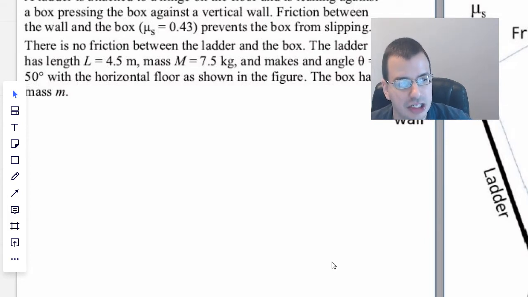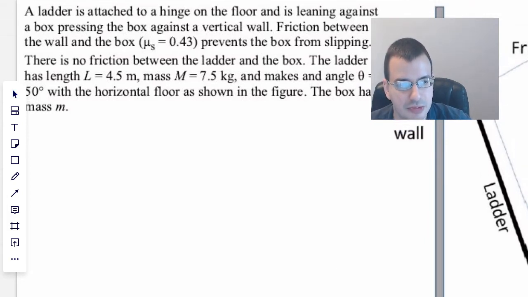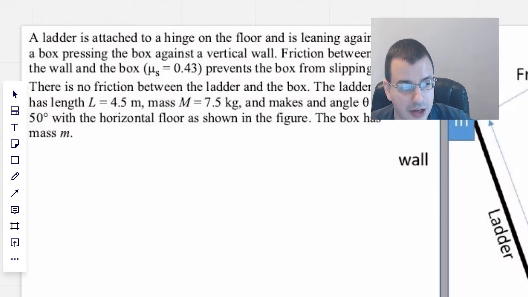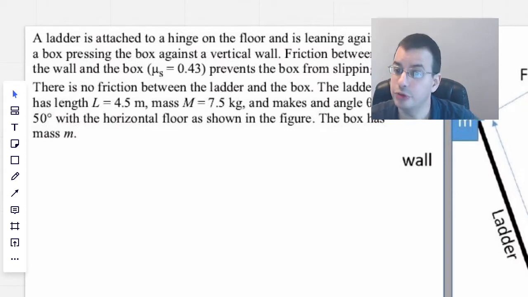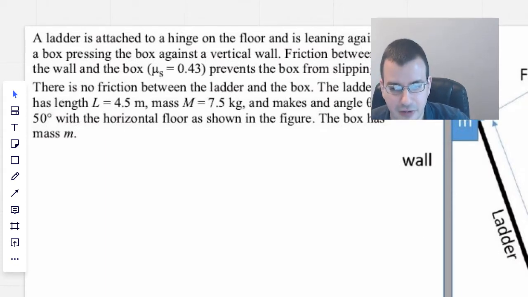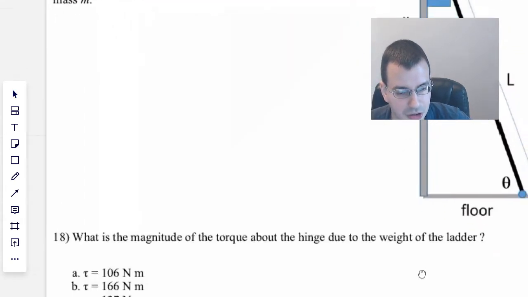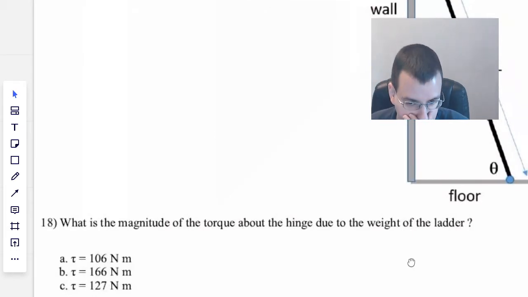The ladder has length of 4.5 meters, mass of 7.5 kilograms, makes an angle theta, which is 50 degrees with a horizontal floor as shown in the figure below, to the right. The box has a mass of m. What is the magnitude of the torque about the hinge due to the weight of the ladder?